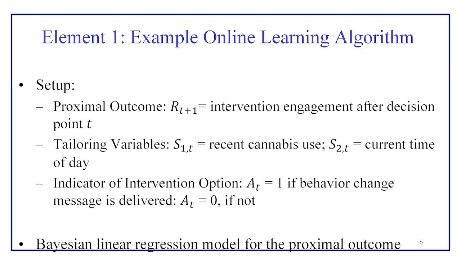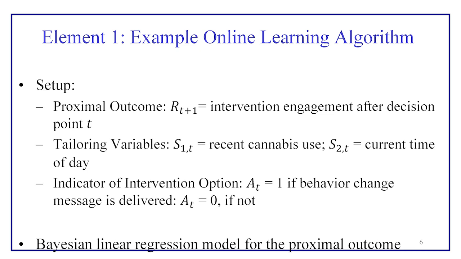We have tailoring variables, and the tailoring variables I gave on the prior slide have to do with recent cannabis use, whether or not they've been recently using, for example, like in the last 12 hours. And then the current time of the day. Is it early in the day? Is it later in the day? And then we have an indicator of whether or not we send the behavior change message versus we don't. So I've made this really simple so that I can do a good job explaining it to people.